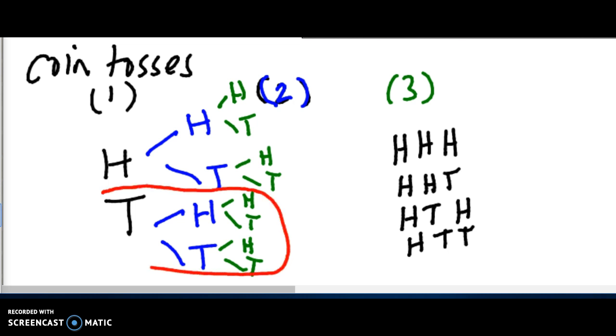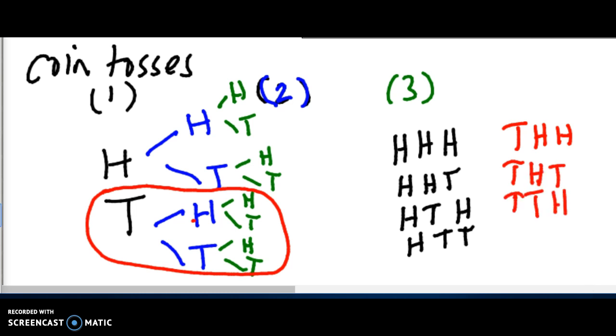So now I'm making a list using what I've circled in red. So we could have landed on tails, then heads, then heads. I'm following the tree branches, by the way. We could have landed on tails, then heads, then tails. We could have landed on tails, tails, then heads, and we could have landed on tails, tails, tails.